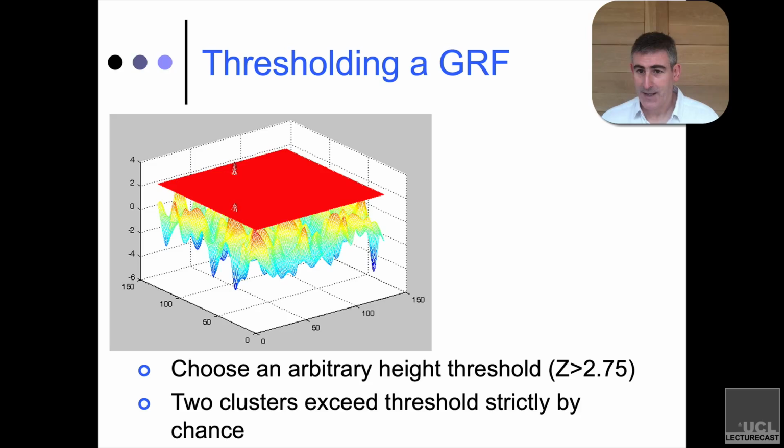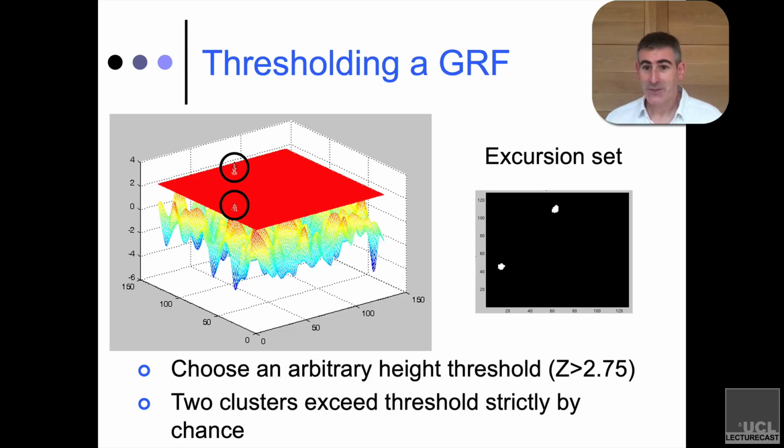The question we ask here is, how do we choose that height threshold so that we only get 0.05 peaks exceeding it by chance? That is to say, there's a 1 in 20 chance that any given peak will be present after we do the thresholding. That's the problem we're trying to solve using Gaussian random field theory. These are the two peaks that exceed it by chance. I'm sure it's obvious to see them.